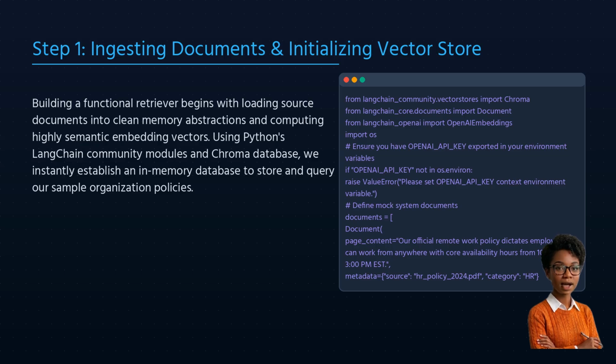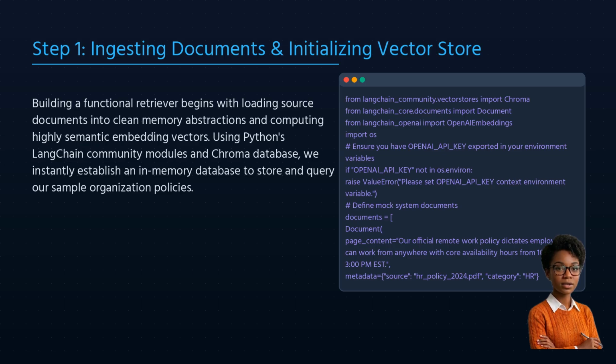I am using the text embedding 3 small model, which offers a great balance of performance and dimensional accuracy. We feed these items directly into our Chroma vector store, generating mathematical embeddings representing our policy documents in an instant. This will form the source pool for our retrievers.